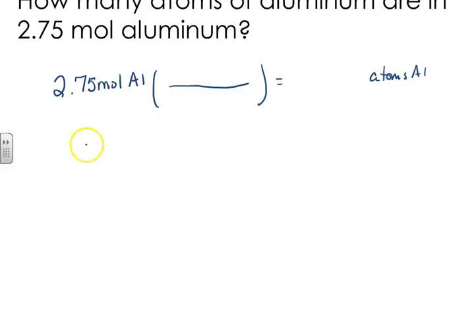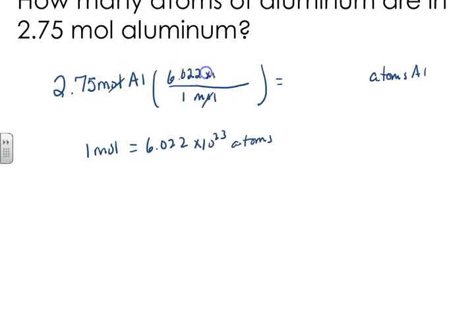Okay. Again, we know that 1 mole of anything is equal to 6.022 times 10 to the 23rd objects. In this case, it would be atoms. So we have 1 mole to cancel moles. It's equivalent to 6.022 times 10 to the 23rd atoms. So 2.75 multiplied by Avogadro's number.